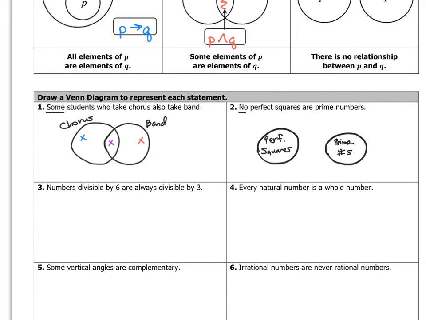All right, number 3, numbers divisible by 6 are always divisible by 3. Keyword here is always. So we're going to draw our Venn diagram to be one larger circle, and inside that a smaller circle. So the smaller circle is going to be the first part of that statement, the numbers divisible by 6. And if you're divisible by 6, you're automatically divisible by 3. So that's the larger circle.